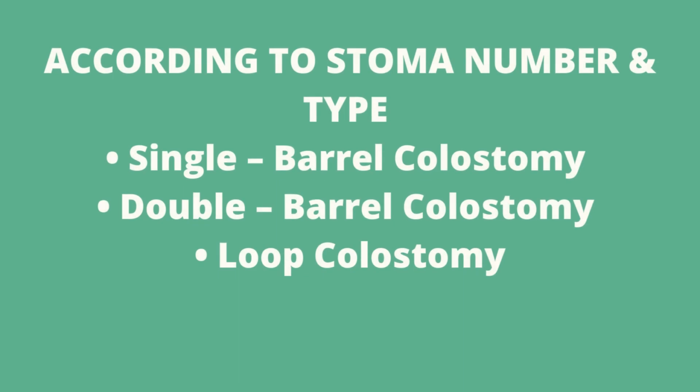Next, according to stoma number and type, there are single barrel, double barrel and loop colostomy. Single barrel, that is also a permanent colostomy, but there is one end only. In double barrel colostomy, the colon is divided into two ends, which form separate stomas. Understood? Then loop colostomy. In loop colostomy, a loop of colon is pulled out through a cut in your tummy. Okay, that is a loop colostomy.